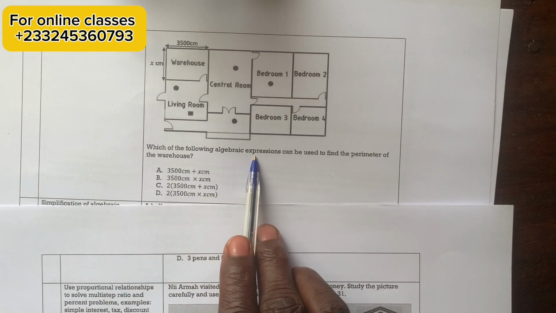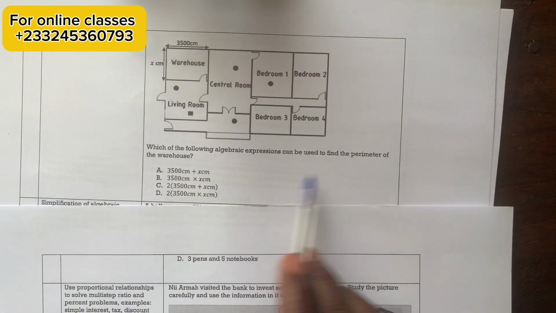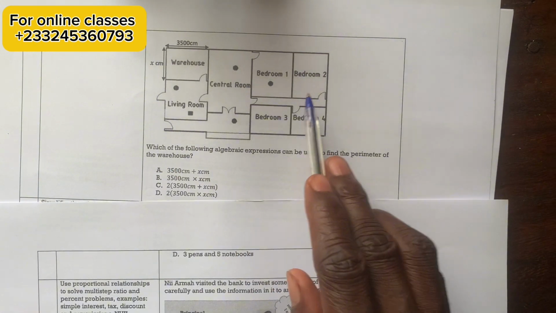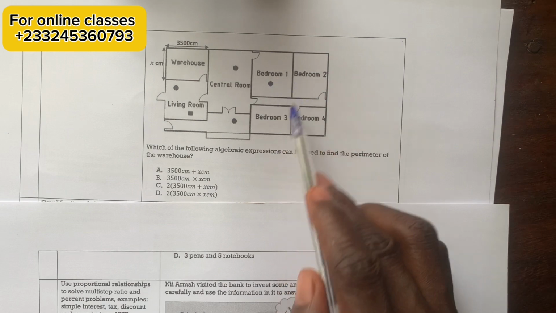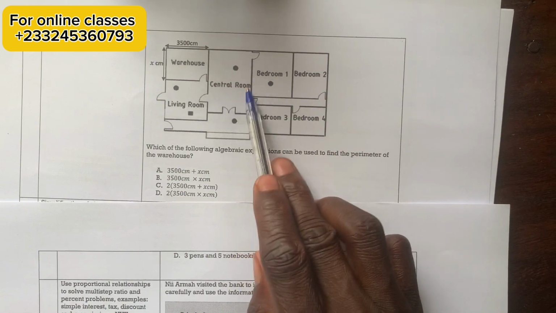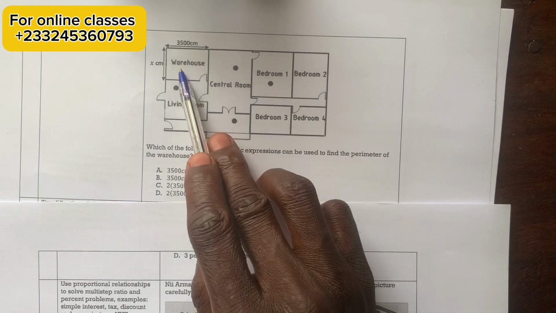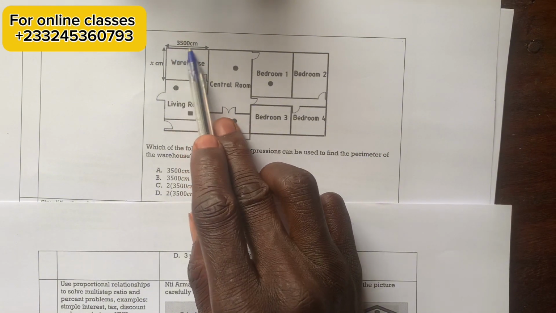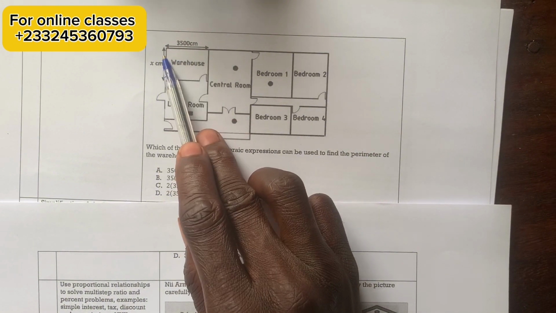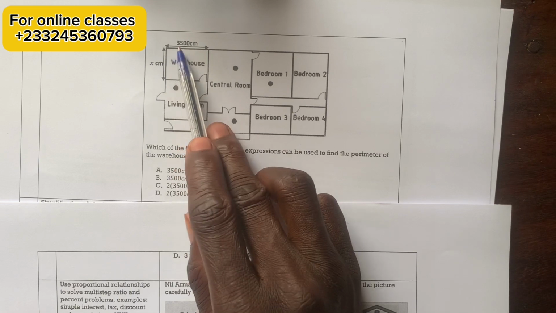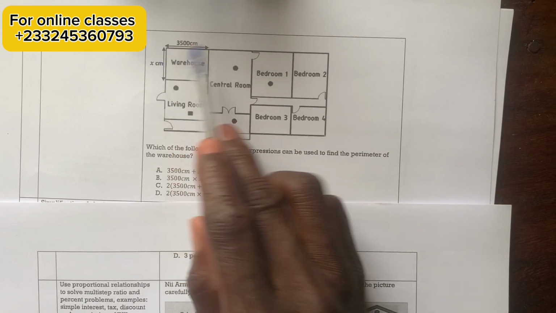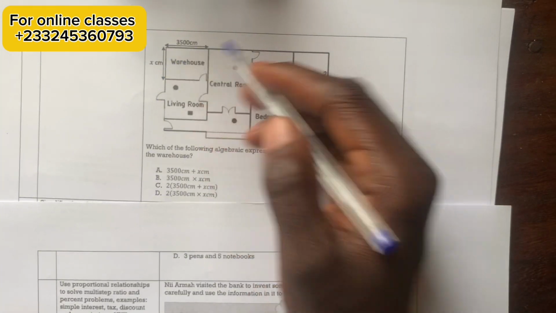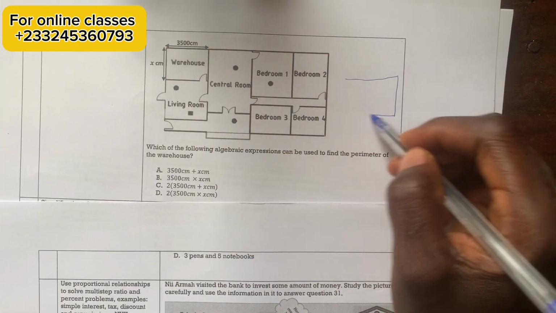Which of the following algebraic expressions can be used to find the perimeter of the warehouse? Wow, so there's the warehouse. I have bedroom 4, bedroom 2, bedroom 1, bedroom 3. We have the central room, we have the living room. Yes, so we need a warehouse which is 3,500 centimeters long and x centimeters wide. So the perimeter is simply the total distance around the warehouse. So the warehouse is in this form.